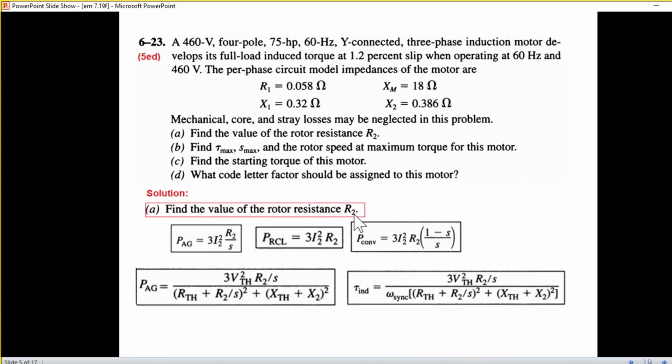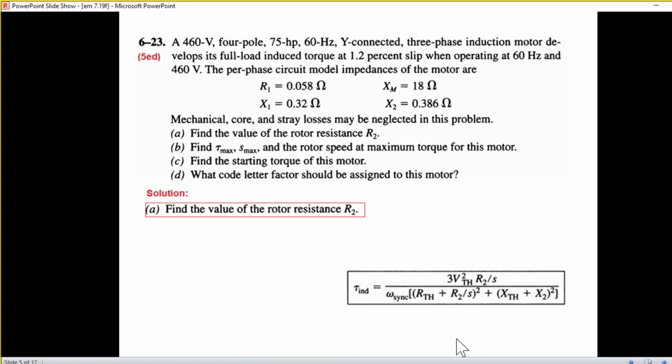Now to find the rotor resistance R2, there are several formulas which can be used. But primarily I'll be using this formula, which is easier to follow. To use this formula, we need to find the value of T induced. For that, we'll use this formula here: P induced is P converted over omega m. So these two formulas we'll be using to find R2.